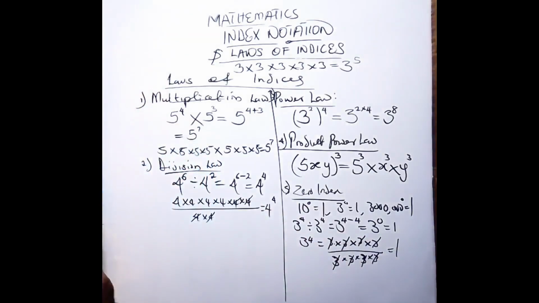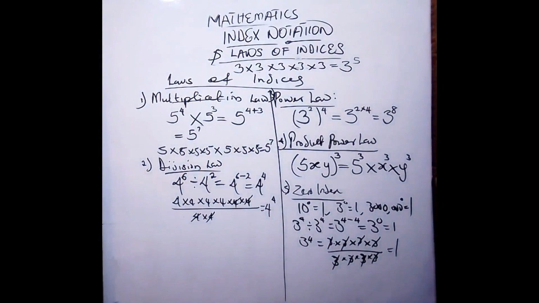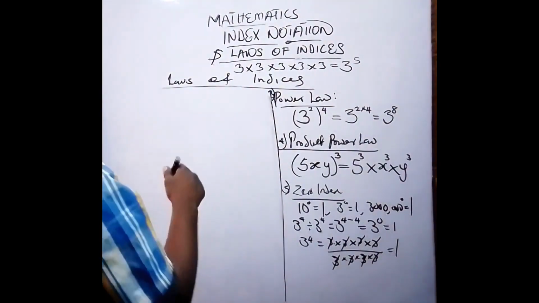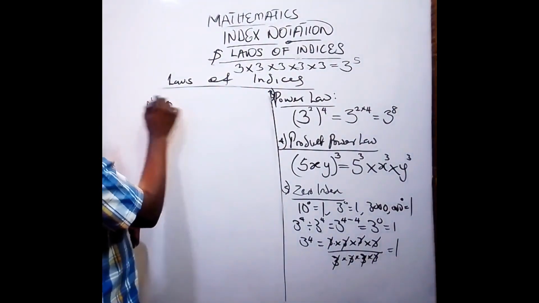Now, let's move on to another set of information which we call the negative index. In negative index, that's going to be number 6.